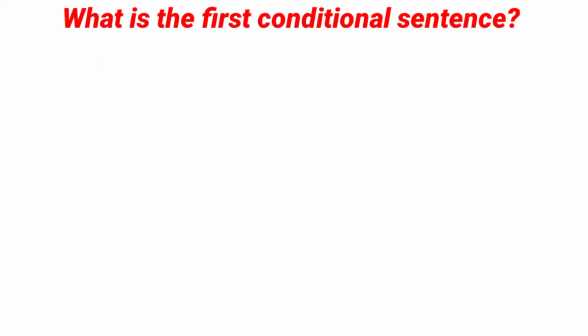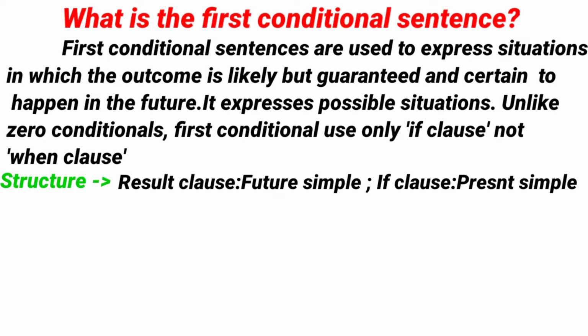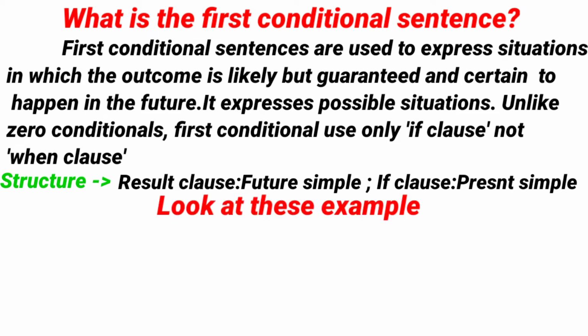Now look at first conditionals. This is also called type 1. First conditional sentences are used to express situations in which the outcome is likely, but not guaranteed and certain to happen in the future. It expresses possible situations. Unlike zero conditionals, first conditionals only use if clause, not when clauses. The structure of the first conditional is: result clause has future simple tense and if clause has present simple tense. Now look at these examples.